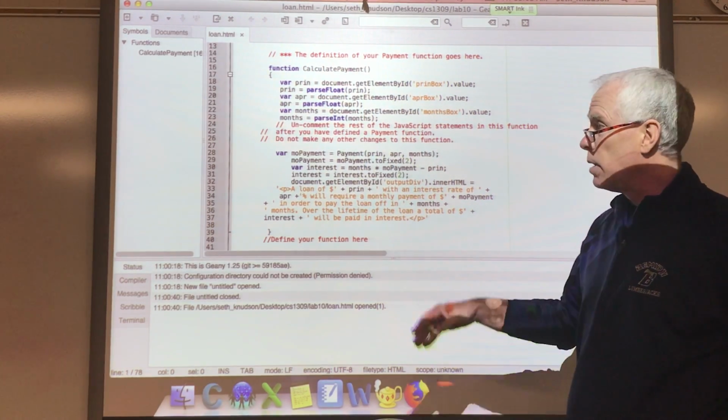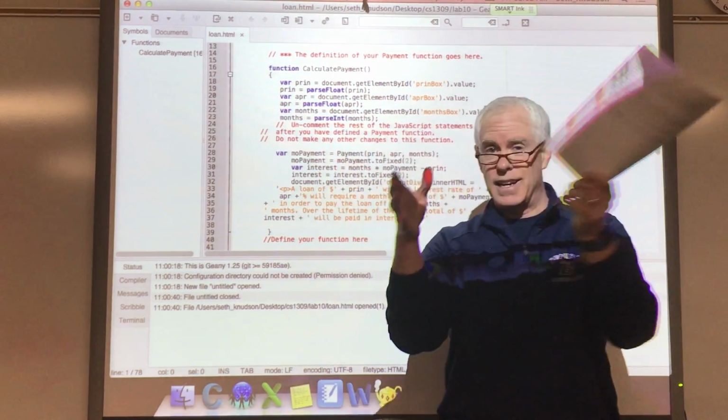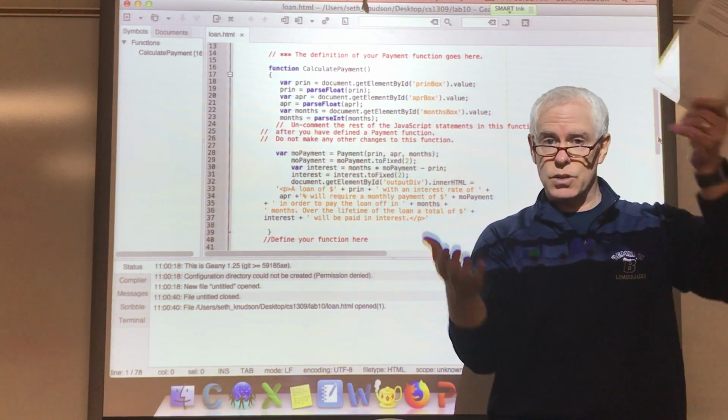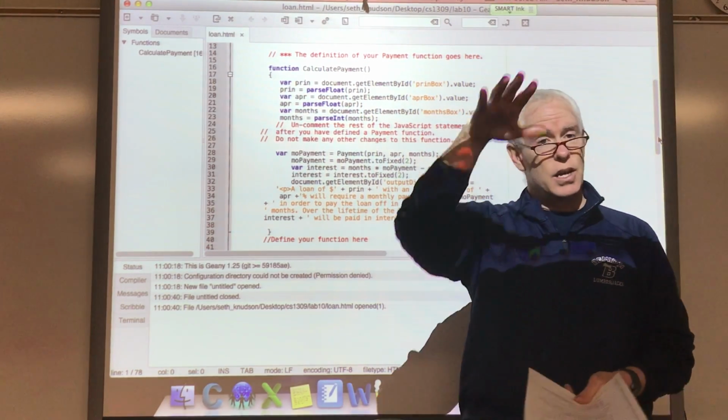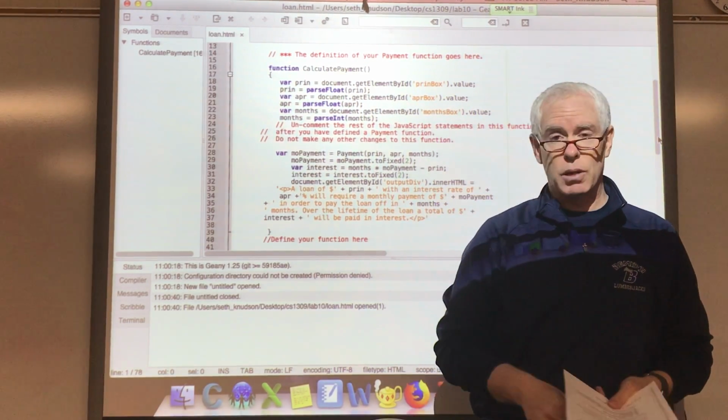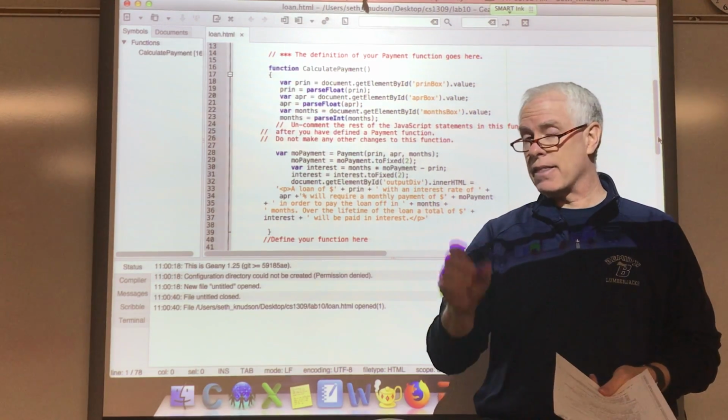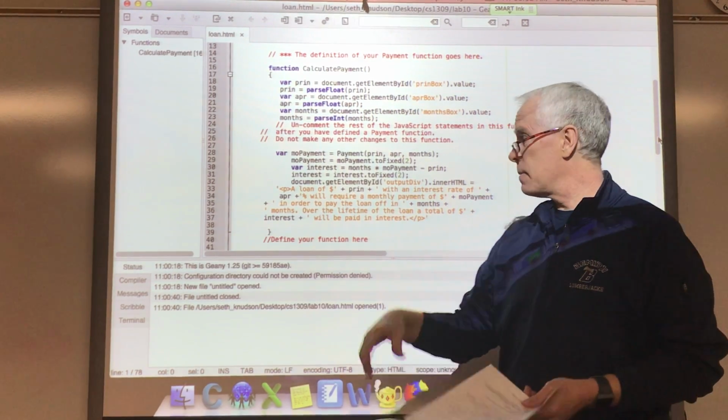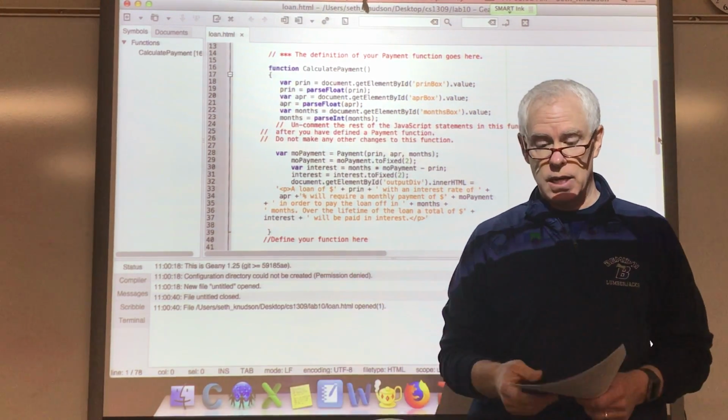So your job: create a function, payment. It's got 3 parameters in parentheses, and inside of your curly braces, you're just going to calculate the monthly payment. And then at the end, you're going to write return monthlyPayment. That's all you've got to do for this one, okay?